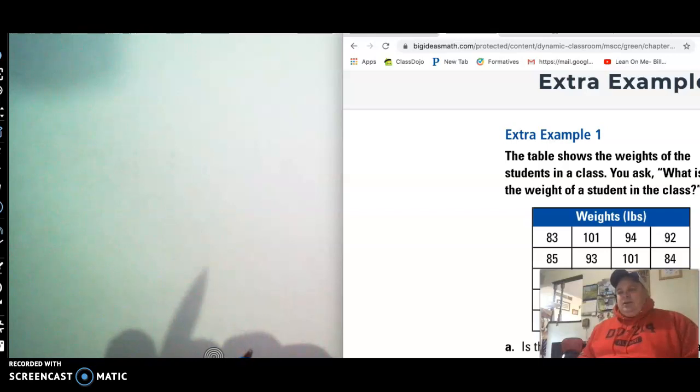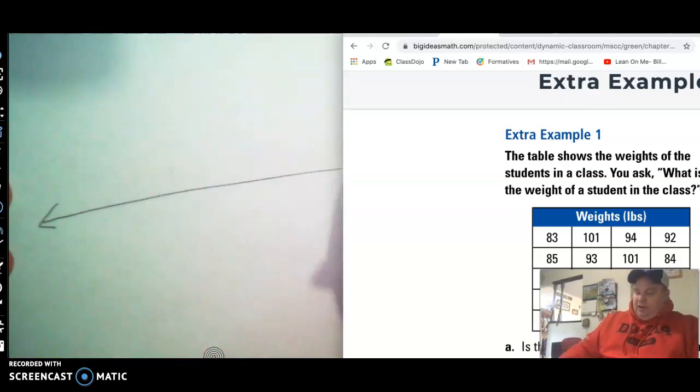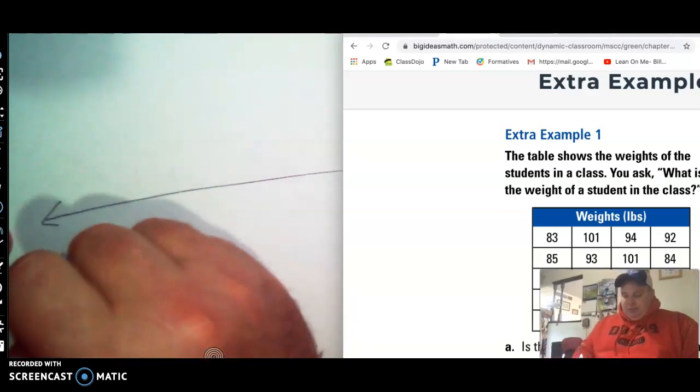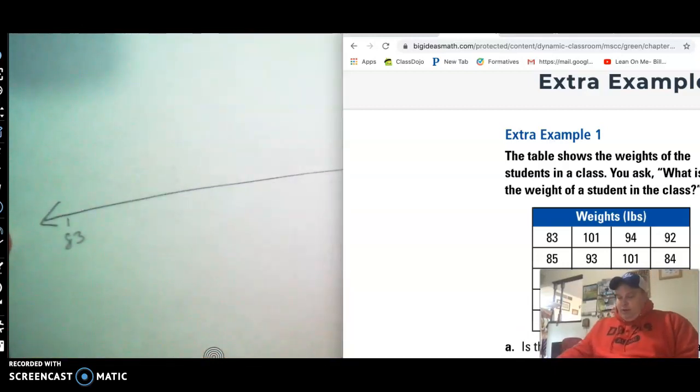Okay, good. Good there, Schumacher. We have to make a dot plot, and we have to start off with a number line. We always start off with the smallest number, which I'm seeing is 83. And our largest number, which I believe is 101. Okay, so what do we do next? Yes, you fill in the rest of the number line, and then we make our dots.